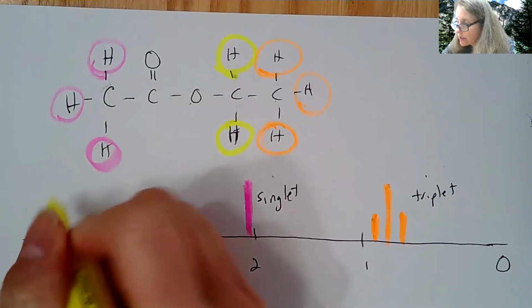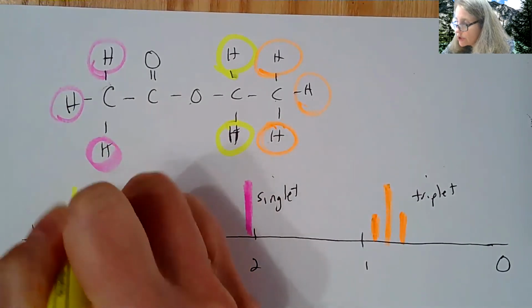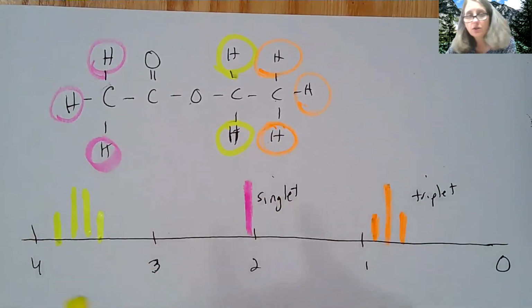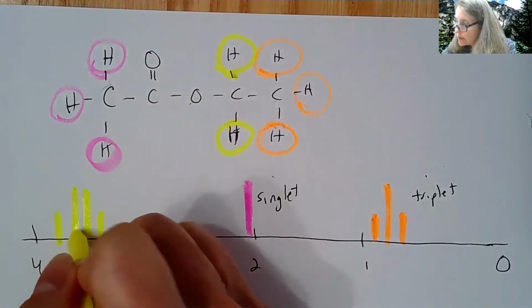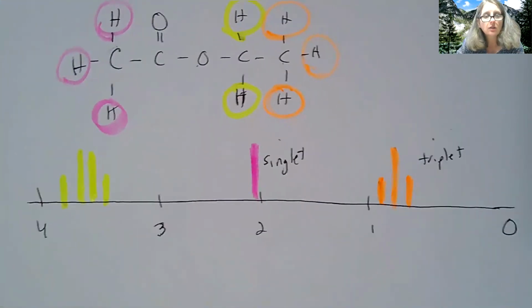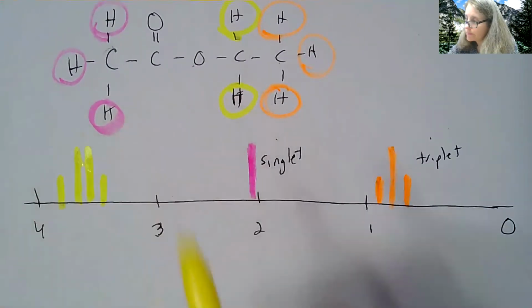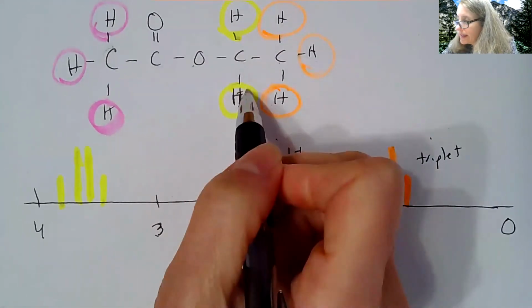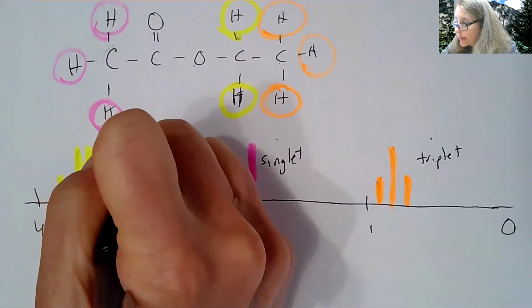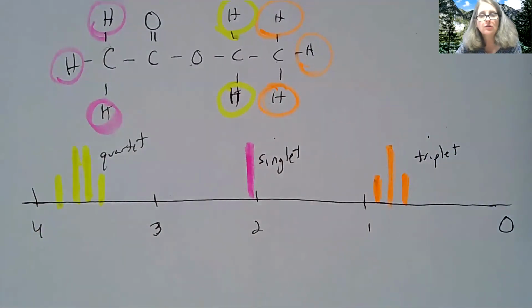Quartets are going to be 2 peaks of equal size in the middle, and then 2 peaks of equal size on the sides, a little bit shorter than those middle peaks. And again, the height of this would be determined by the fact that it has 2 versus 3. But again, I'm just trying to get you to understand what the splitting pattern is and where it would show up.